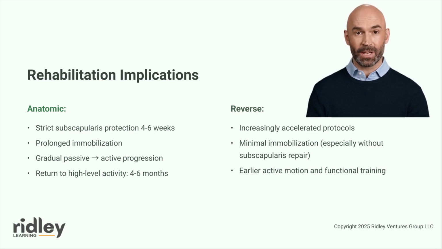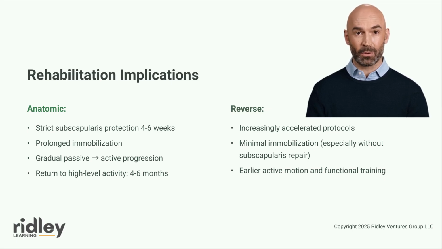The absence of rotator cuff-dependent stability in reverse arthroplasty allows for earlier active motion and functional training, although precautions to prevent dislocation, particularly avoiding combined adduction, internal rotation, and extension, remain important. Understanding the indications, contraindications, and comparative outcomes of anatomic and reverse total shoulder arthroplasty is essential for rehabilitation professionals to deliver evidence-informed care, set appropriate patient expectations, and design individualized protocols that optimize functional recovery while minimizing complications.